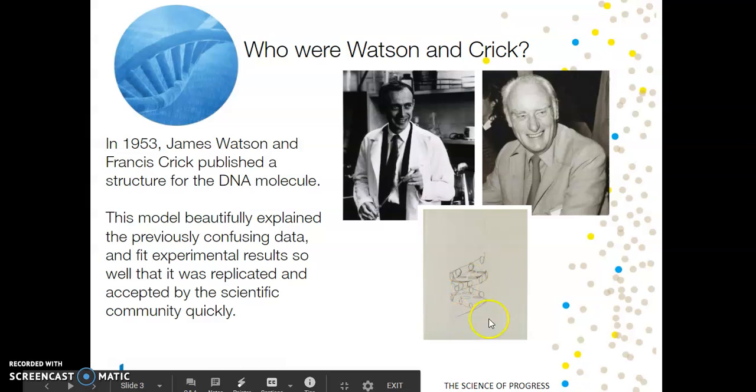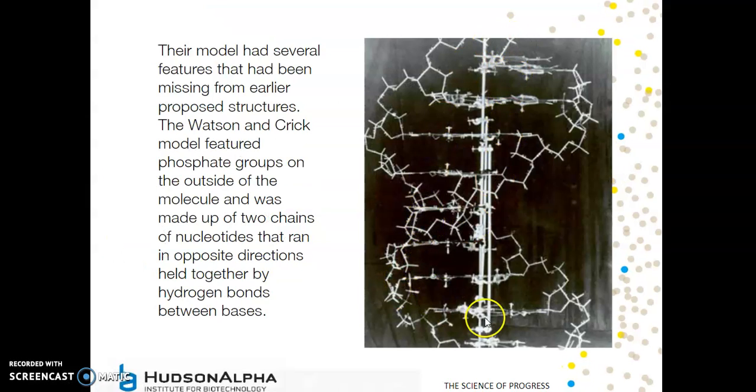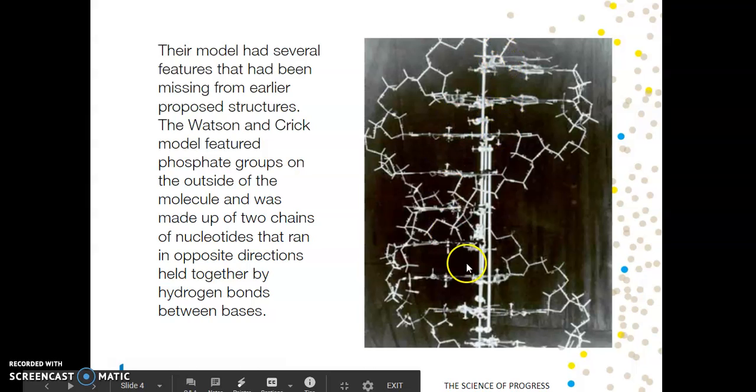Here's one of their early sketches of the DNA model. Here's actually a photograph of their model, and it actually is very huge. In this picture, it's hard to see the scale of it, but the scale of their huge model is just outstanding when you see it, like from a video of it or something like that.